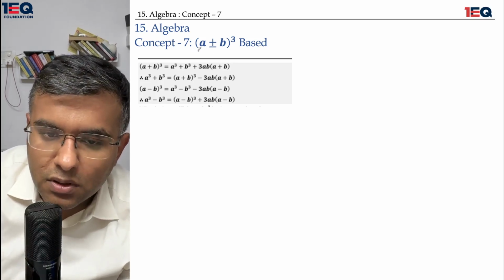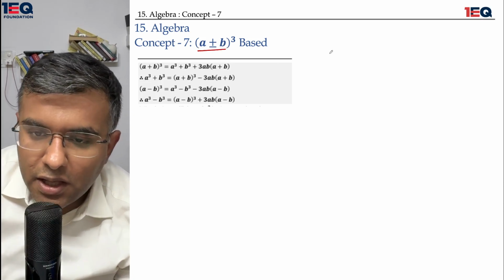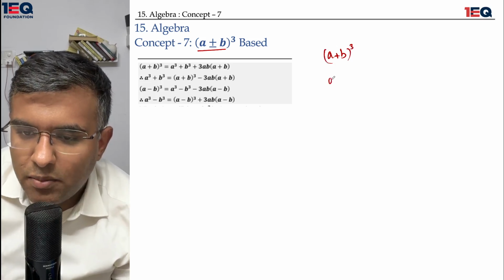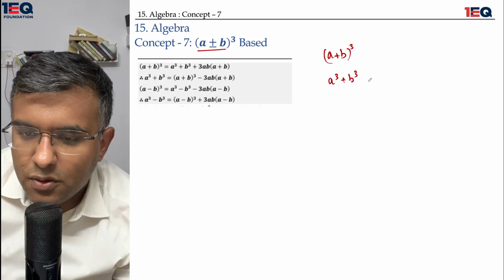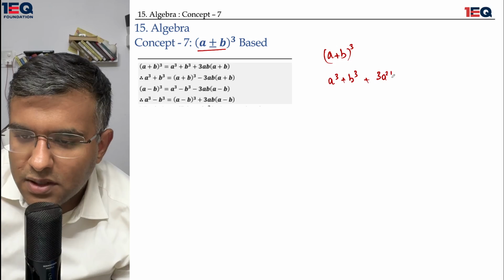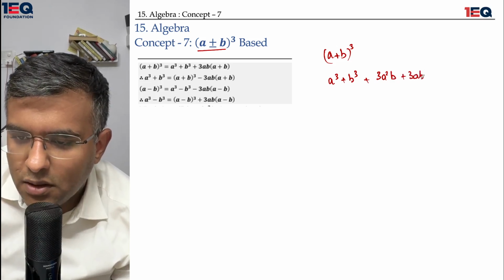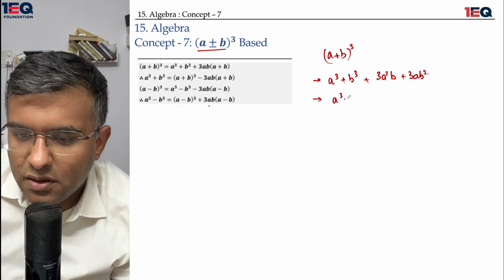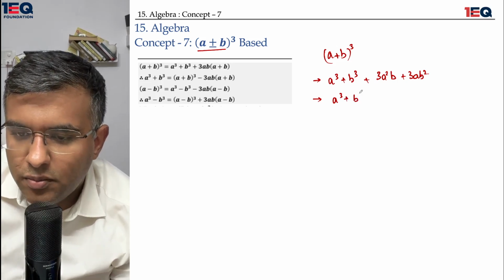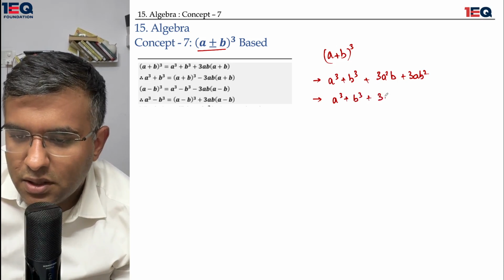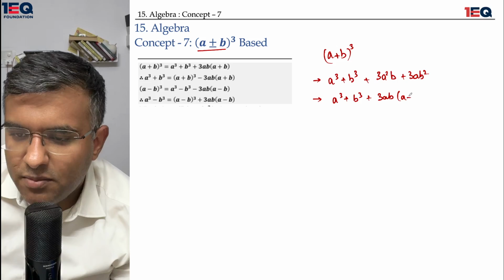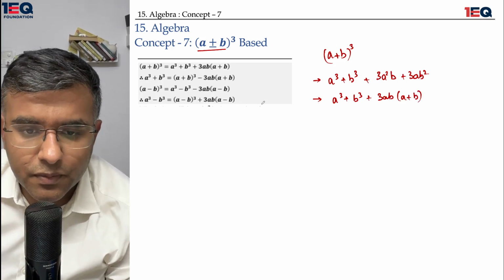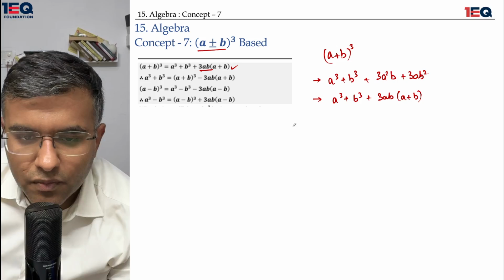Now we'll be talking about the a plus b whole cube format. A plus b whole cube can be expressed as a cube plus b cube plus 3a square b plus 3ab square. This is the simplest form. A slightly more complex form would be a cube plus b cube plus 3ab multiplied by a plus b. We're doing nothing, we're just taking 3ab common outside. So this is the form that we've talked about.